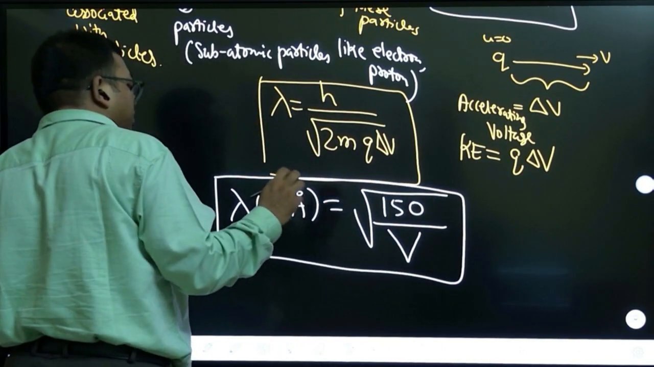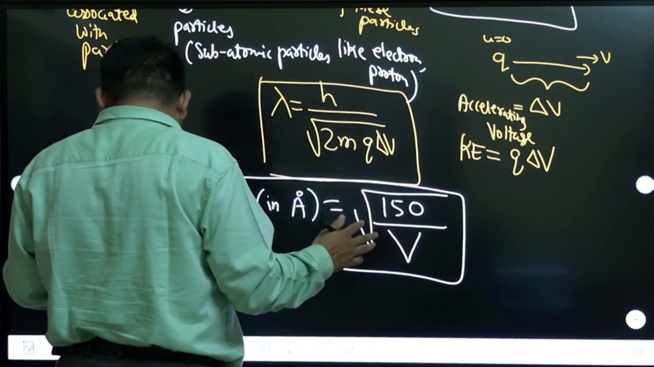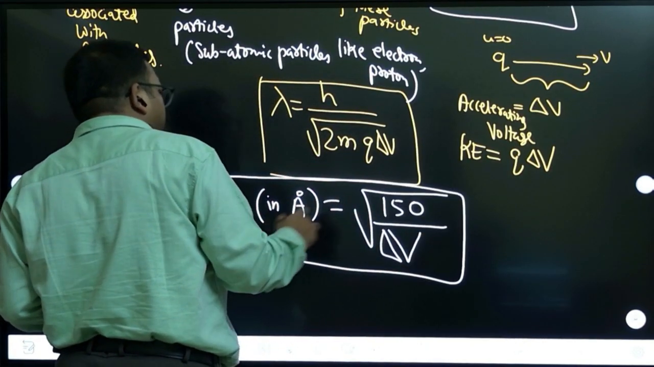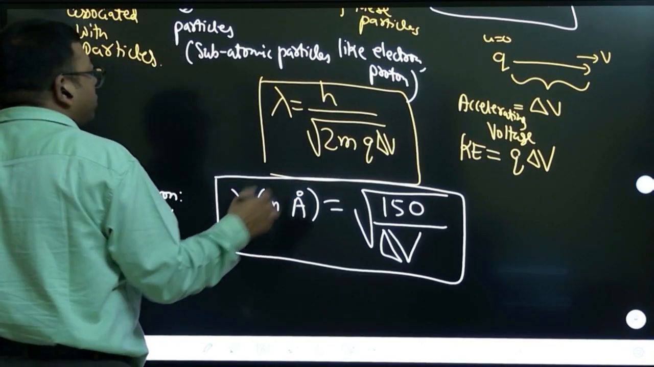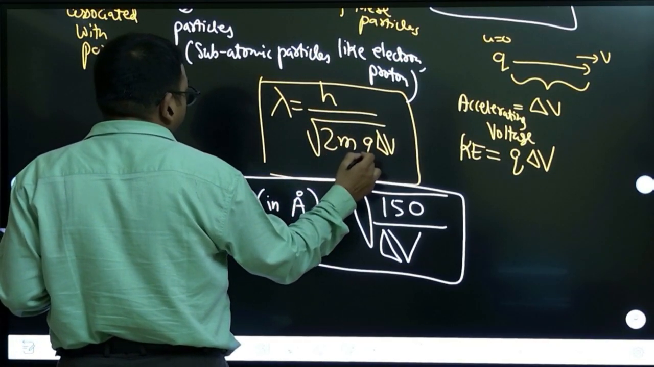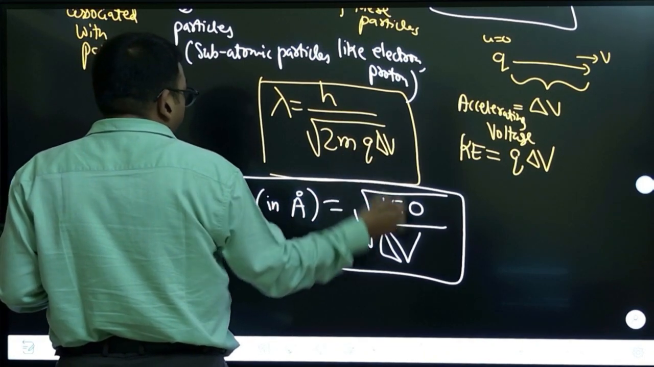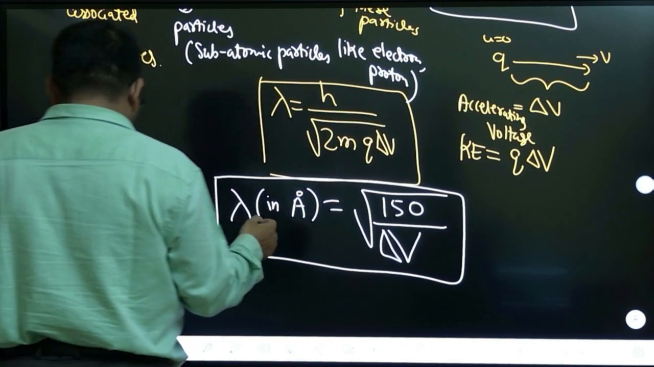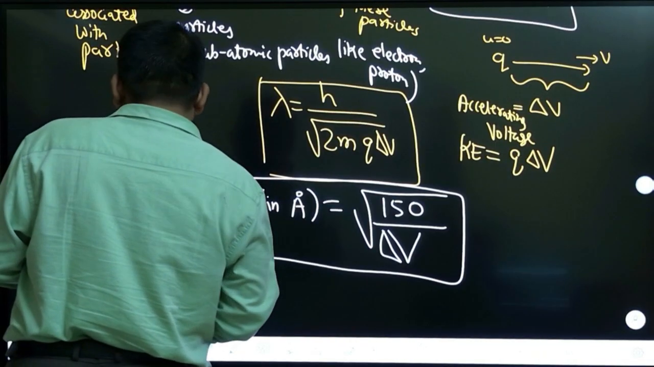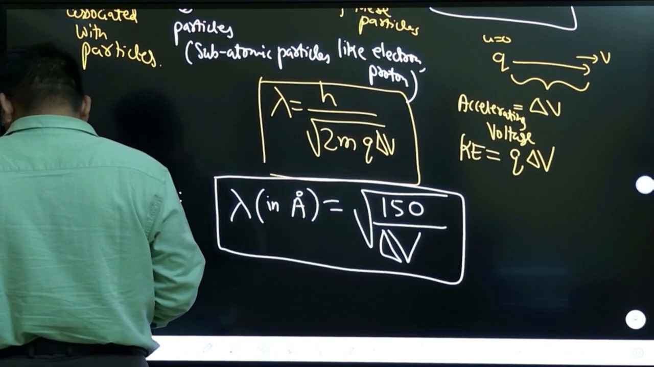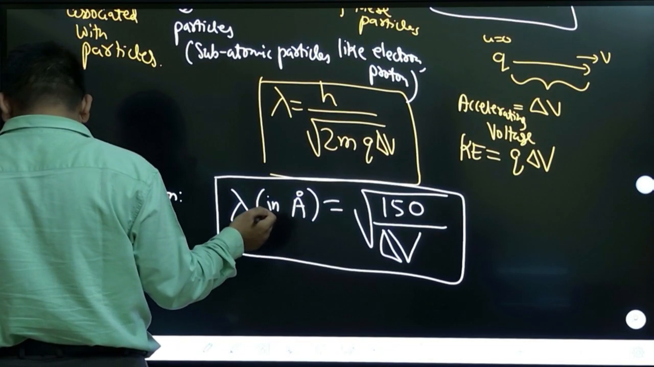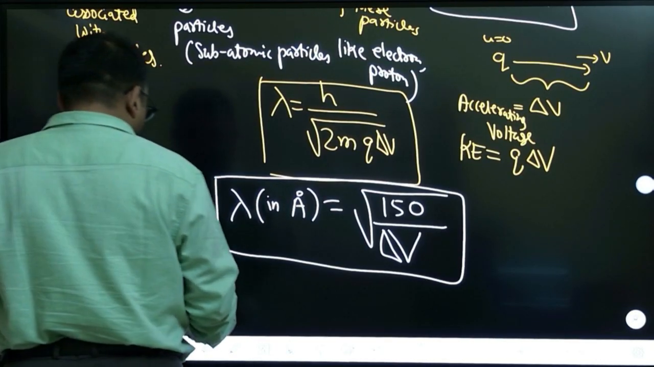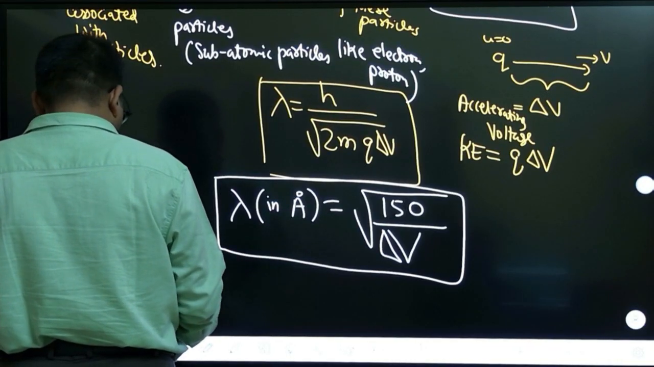So suppose they say that electron is accelerated by, if you want, you can write delta V, because this is the accelerating voltage. They will give this accelerating voltage, substitute, because you know h is constant, mass of electron is constant, charge of electron is constant. So delta V they will give, and you can substitute directly and you will get the wavelength in angstrom. Or sometimes if they give kinetic energy, then you can also substitute.